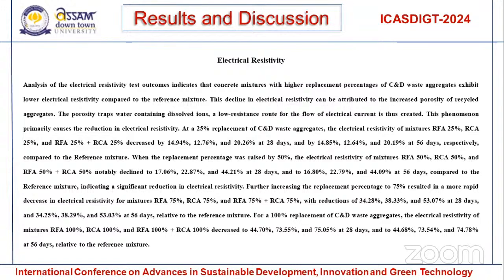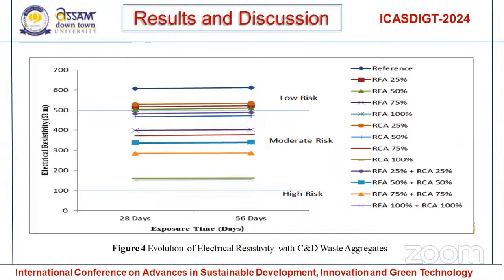From here, we can say the electrical resistivity decreases as we increase the recycled aggregate amount. When it is 25%, the loss is less, but when we increase the content of recycled aggregate in the concrete, the electrical resistivity is going lower. As the strength is decreasing, in a similar manner, the electrical resistivity plays an important role. Similarly, we plot a graph of the electrical resistivity for the different compositions.